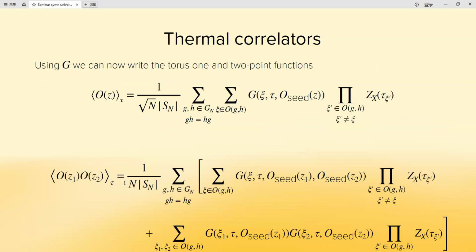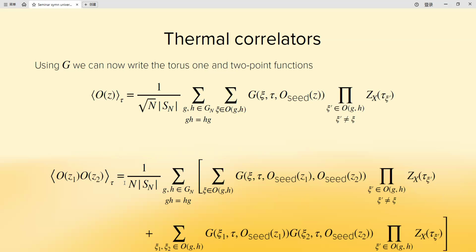And so with that, we can now write the torus 1 and 2 point functions. The 1 point function is the simplest. I have my sum over cover tori, and now for each orbit, I have to sum over my operator insertions in the copies associated to that orbit. So I have my g showing up here. But for all the other orbits, nothing should happen, and I just multiply with the partition function expression that we've seen before.